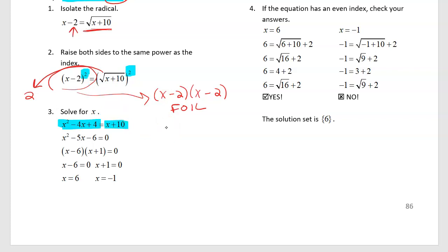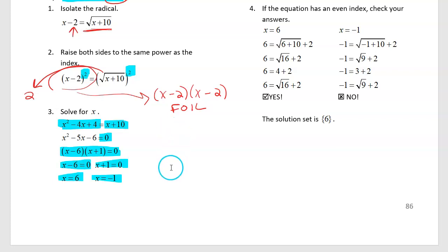And then you have a quadratic equation that you have to solve. So you want to get it set equal to 0. And then you want to either factor or use the quadratic formula. In this case, obviously you can see they use factoring, which is much easier. And then you set each factor equal to 0, and then you solve for your x solutions.